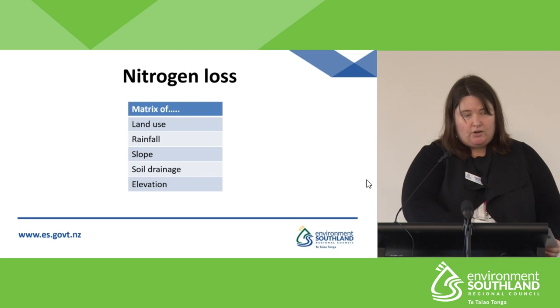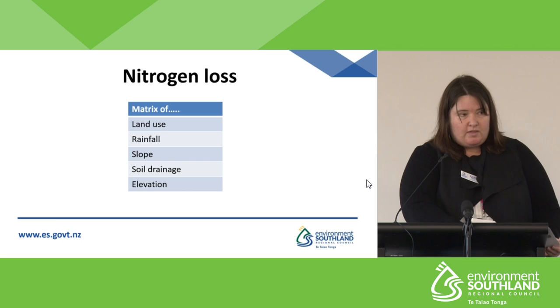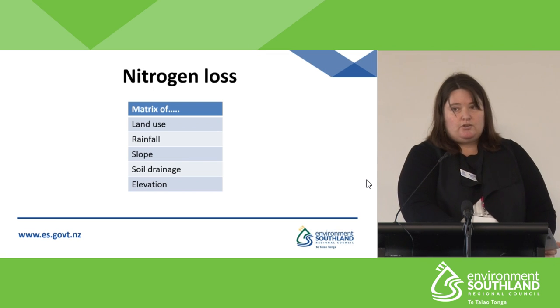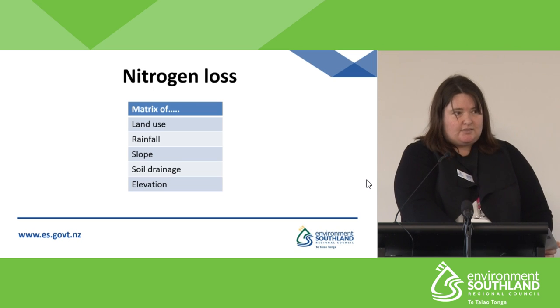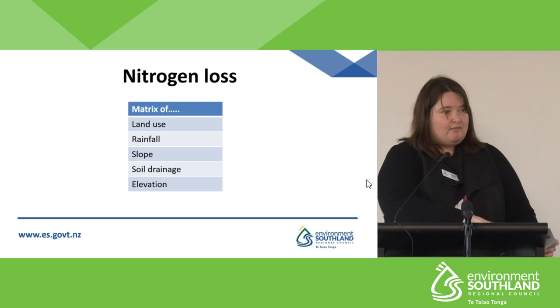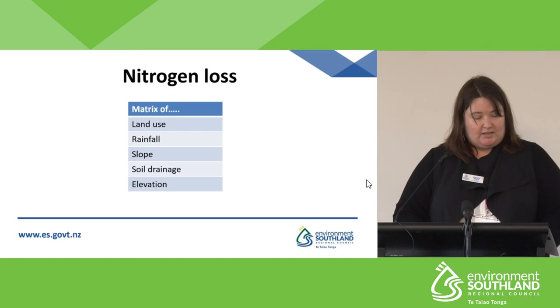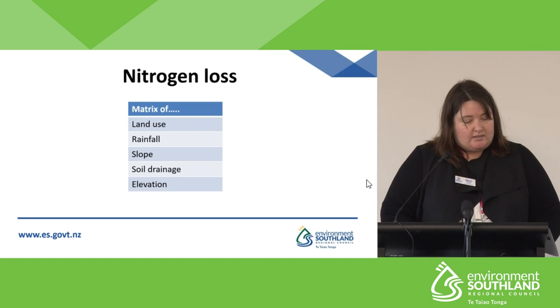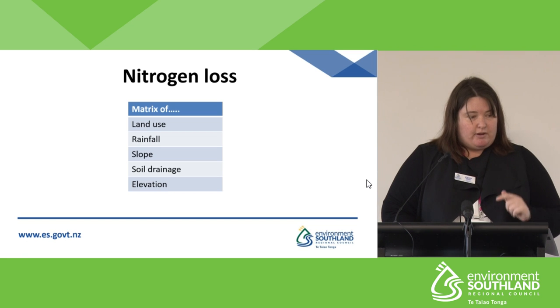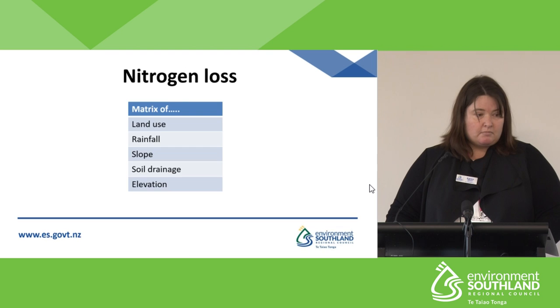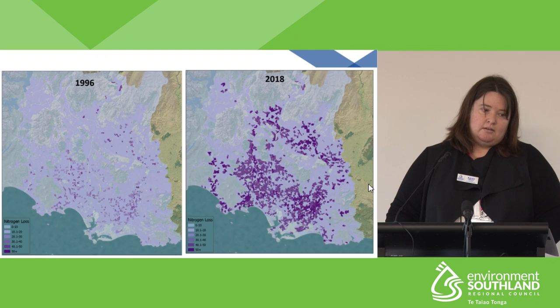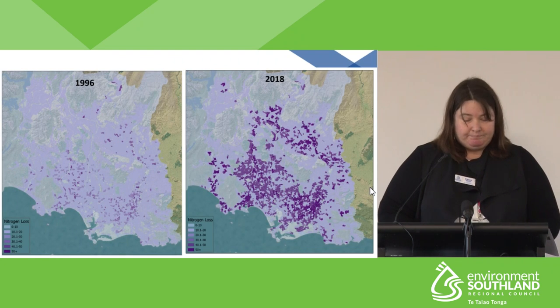So once we have a good handle on the land use maps, we're then able to assign a nitrogen and phosphorus loss to that land use. I'm not going to go into the details of how we've done this, but the lookup table concept's fairly common. The way we have done this is to use a matrix looking at land use, rainfall, slope, soil drainage, and elevation. So looking at combinations of those factors, we can assign a nitrogen and phosphorus loss. And we can do that through time.